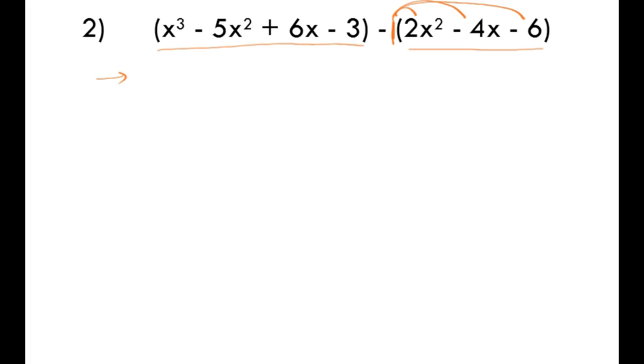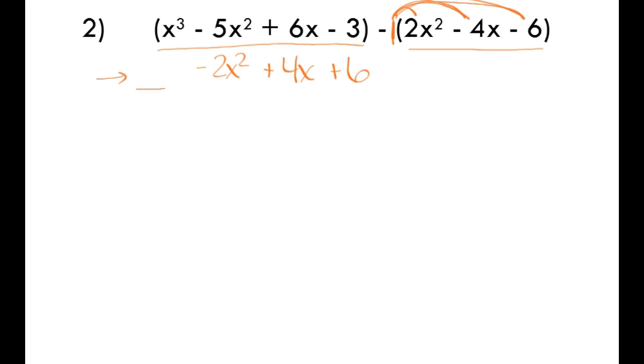So negative 1 times 2x squared is just negative 2x squared, so that goes under the other x squared. Notice all the signs just change. Negative 1 times negative 4x is just positive 4x. That negative turned to a positive, and the same thing happens at the end. This negative 6 will turn to a positive 6 when you multiply it by negative 1.